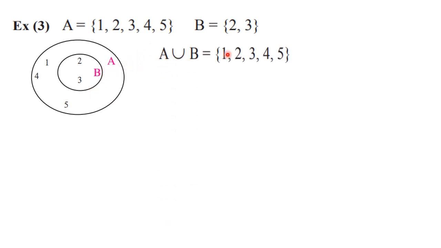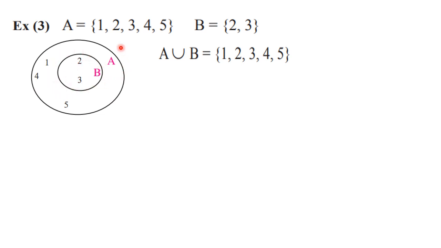See, A union B is set A itself. All the elements of set A we are writing, but 2 and 3 are already present here, so according to our rule, we are not going to repeat them. So here A union B is set A itself. While drawing a Venn diagram, you know that whenever we want to show a subset, we draw the smaller set completely inside the bigger set.